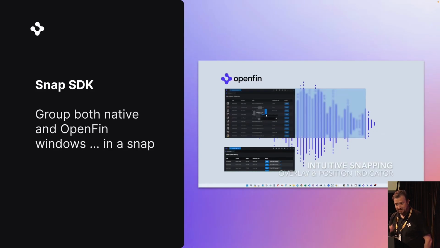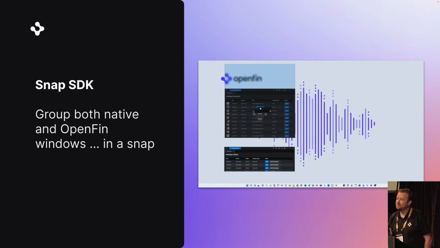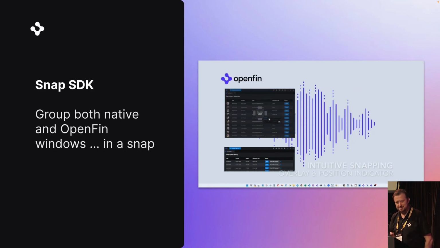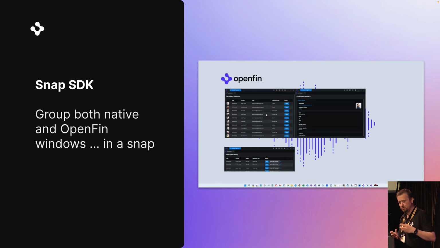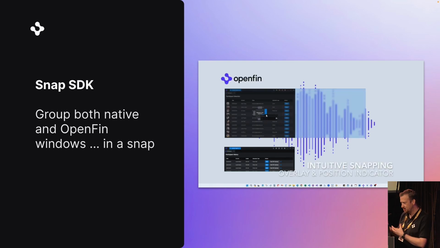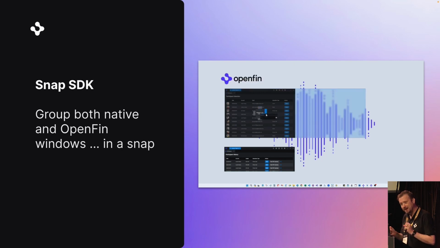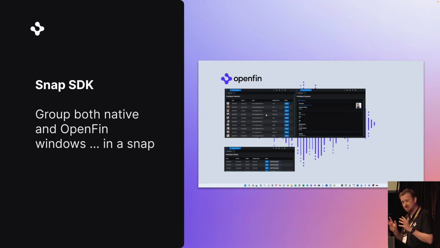Snap SDK is the first thing I want to talk about. This was something that we launched in late fall of last year, and it's something we've been asked about a lot over the years. This allows any window on the desktop to be snapped together and used as a single group. So as a user, I can take 2 OpenFin windows, drag them over each other, form a group, minimize them, bring them back, move them across my monitors as a single unit.